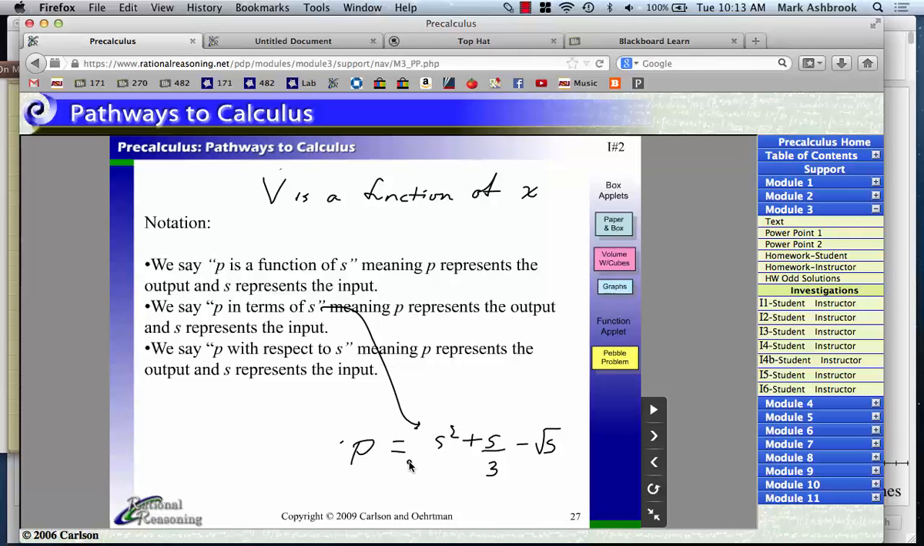And for these, the output is first, and the input comes later. This is the most common: P is a function of S. Means output is a function of input.